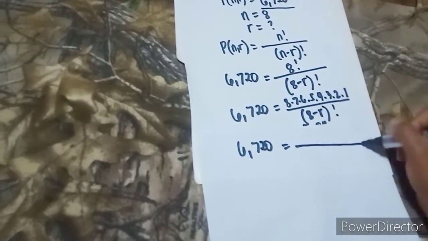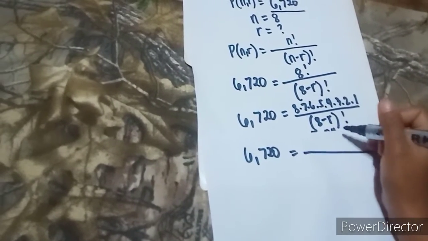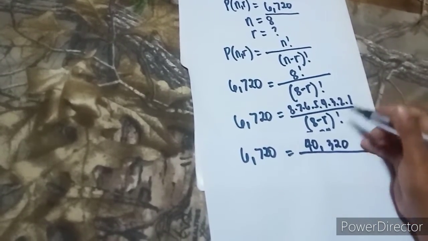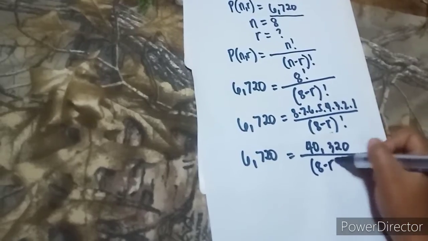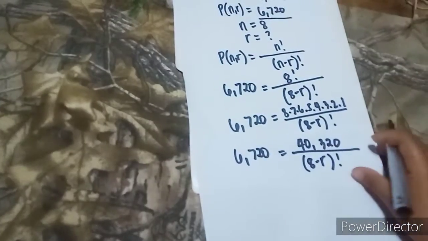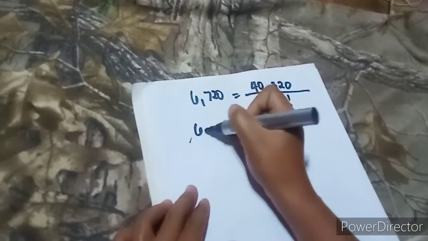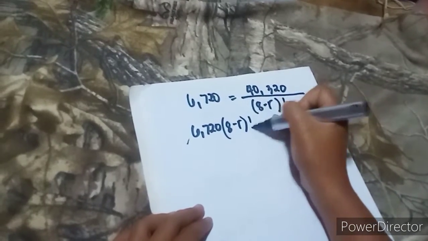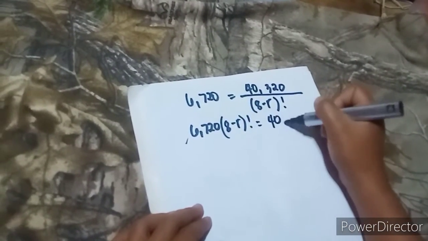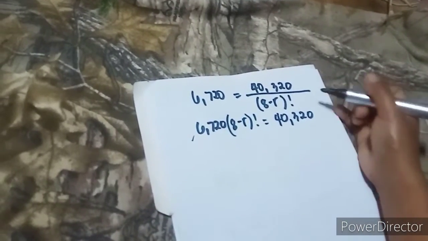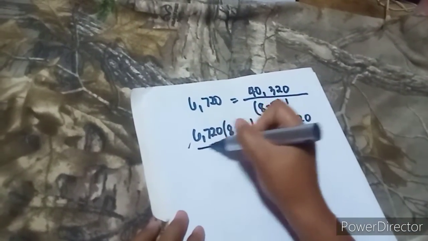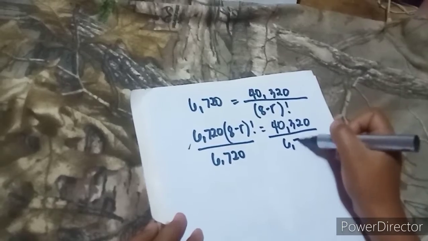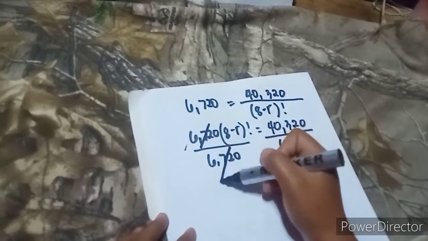So 6,720 is equal to 8 factorial over 8 minus r factorial, which is 40,320 over 8 minus r factorial. So cross multiply, we have 6,720 times 8 minus r factorial is equal to 40,320. Now we have to divide both sides by 6,720. Then we can now cancel this out.